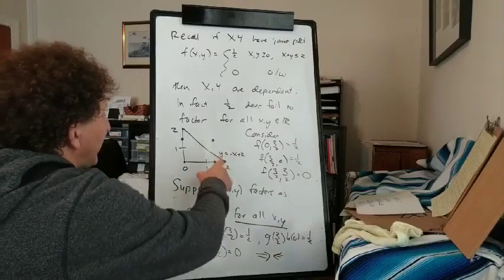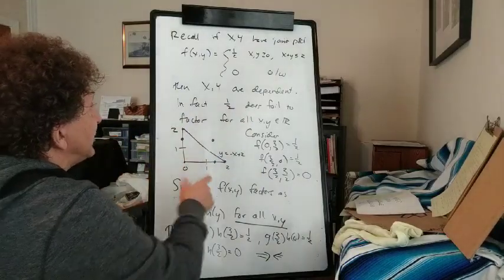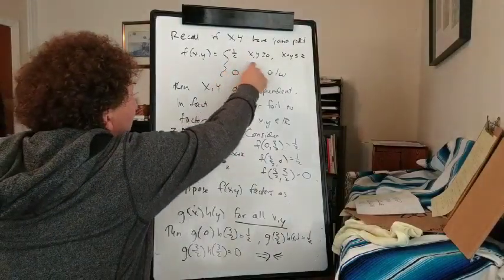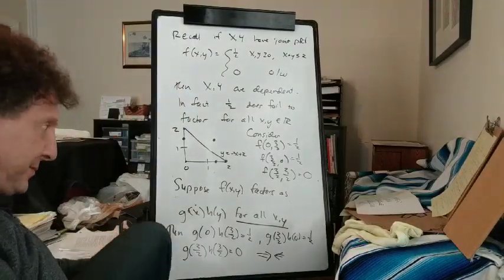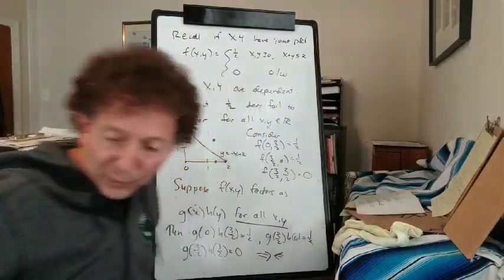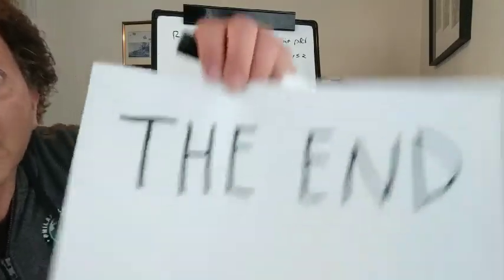And it has to do with the boundary of the region. We're not just looking at the non-zero part of the function here. We have to look at the 0 part also. So that's why that's a little bit tricky to apply. The end.